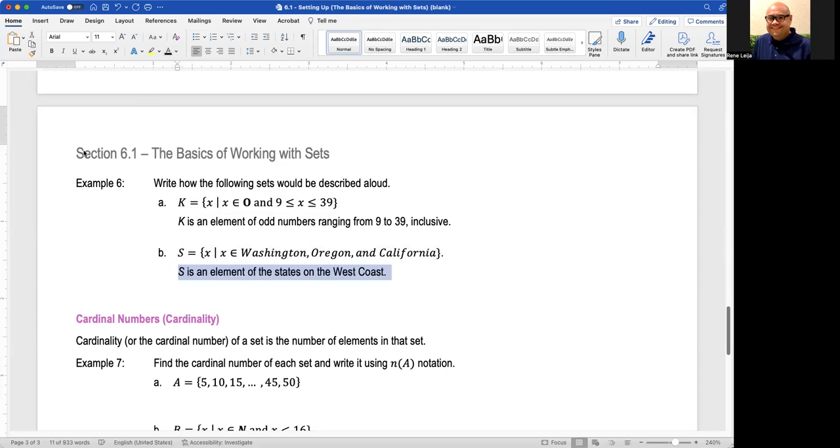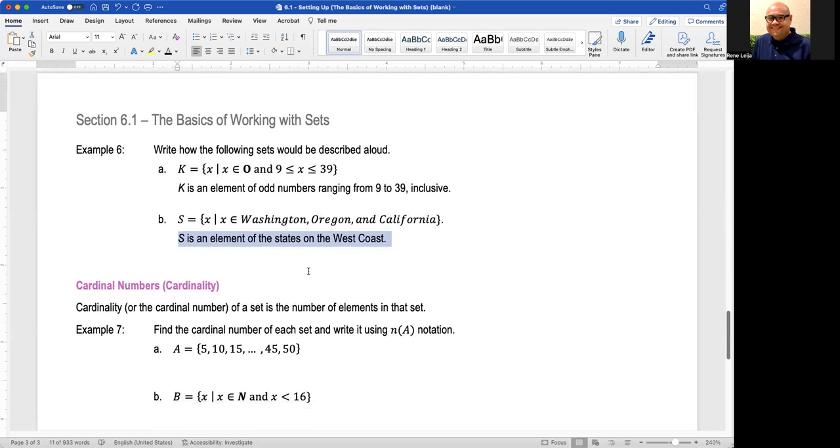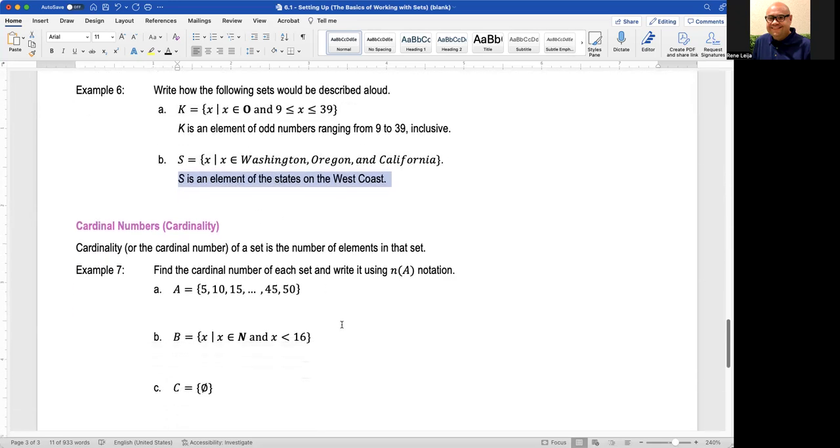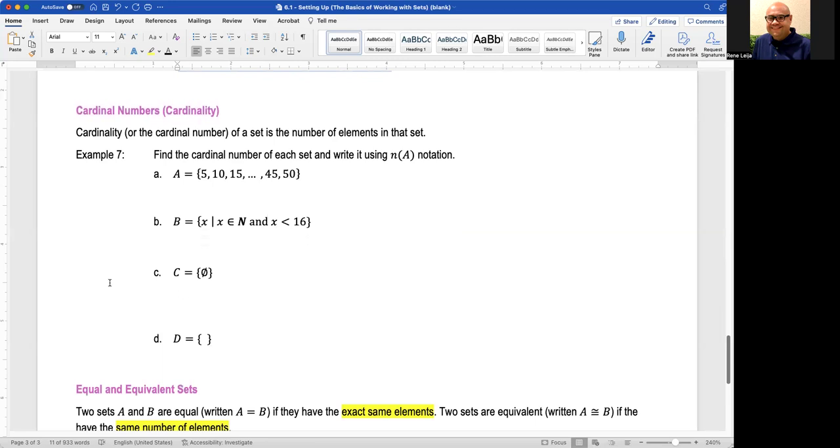S is an element of the states on the West Coast. I could have said S is an element of the West Coast states. Okay, either way. But that's it. So don't think that you have to write a whole lot, because you don't. It's really easy. Okay, cardinal numbers or cardinality.